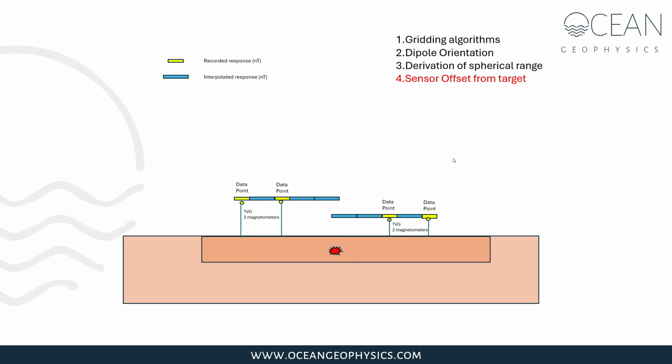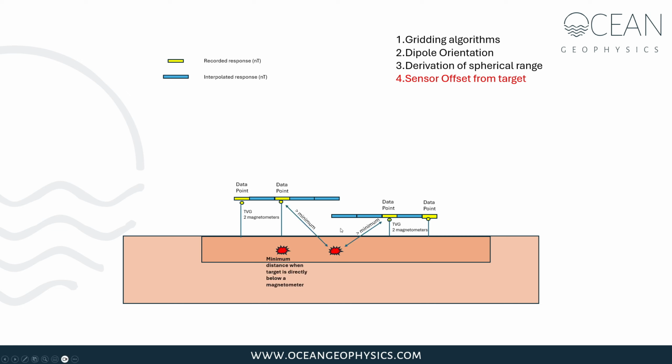So in this plot, we have real samples shown in yellow, i.e. the magnetometer at that position has recorded a value for total field. Once the data are gridded, the blue areas will contain a value of total magnetic field that has been interpolated by a gridding algorithm. So we're looking at 2 survey lines, one's going away from us, one's coming towards us, and there are 2 magnetometers on each TVG, and the closest of that pair to a target on each line will produce a larger response than the furthest one.